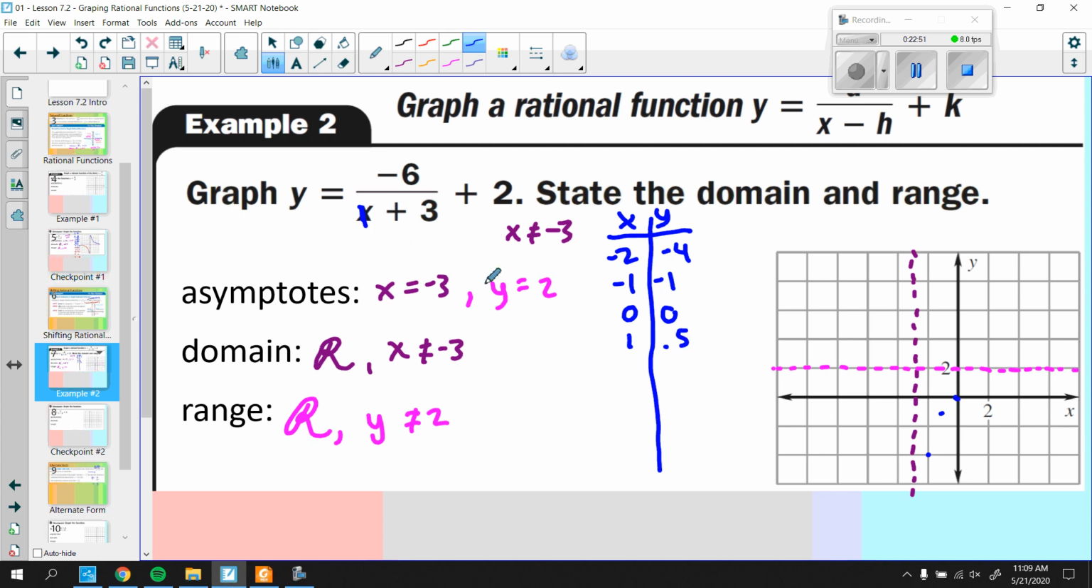Okay, so I'm crunching those numbers there. It's just going to work out that way. So 1, and then 1 would actually be right here, so I need to be down here, 0.5.